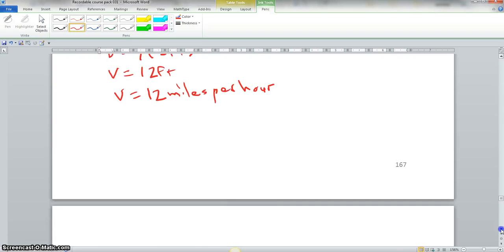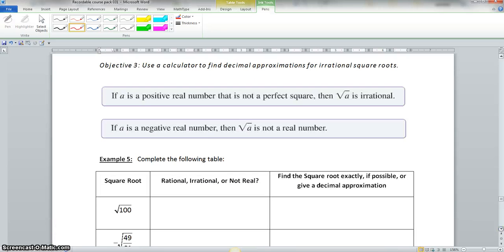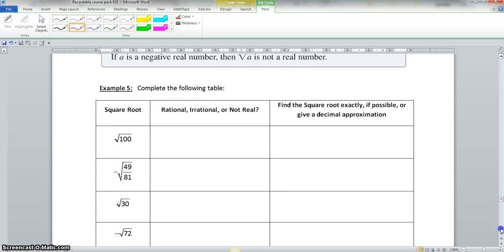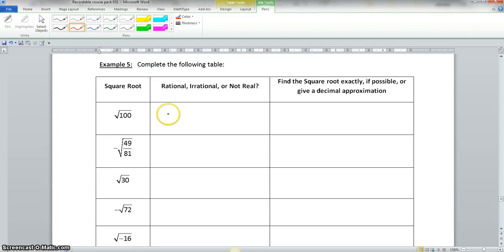Okay, now we scroll down here. It says use a calculator to find decimal approximations for irrational square roots. If a is a positive real number that is not a perfect square, then square root of a is irrational. If a is a negative real number, then the square root of a is not a real number. Complete the following table. The square root of 100 is, that's a perfect square, so it's rational. Now you see how the letters are jumping, so what I'm going to do is, for rational from now on, I'm just going to write R. For irrational, I'll write I. And for not real, I'll write NR.